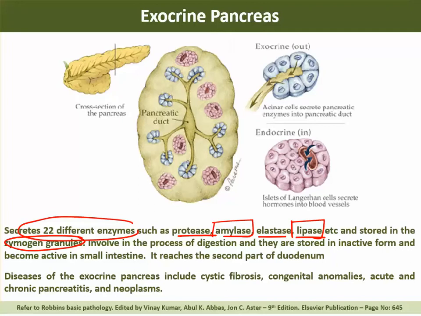All these enzymes reach the second part of the duodenum and are involved in the process of digestion. Remember, cholecystitis has an impact on the pancreas. It can induce pancreatitis. Even gallstone formation can induce pancreatitis. The most common diseases of the exocrine pancreas are acute and chronic pancreatitis and the tumors.